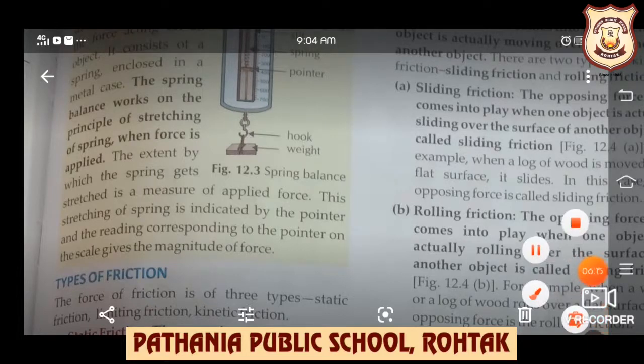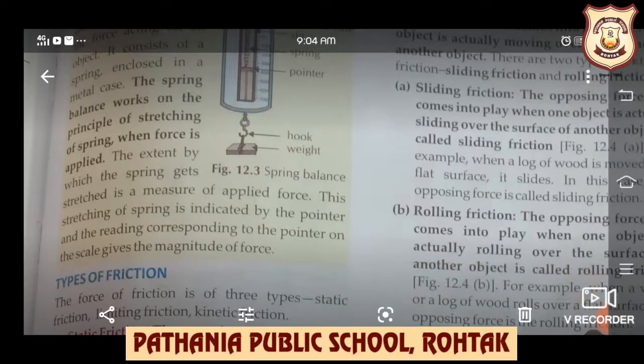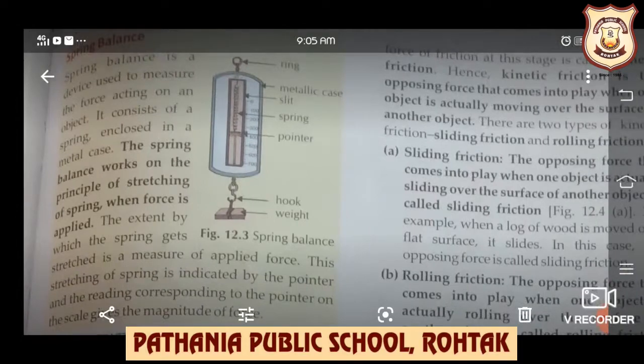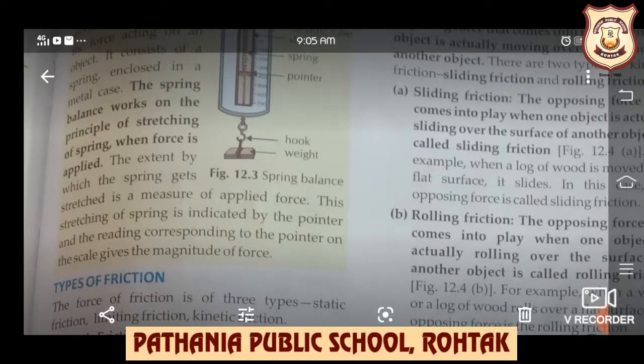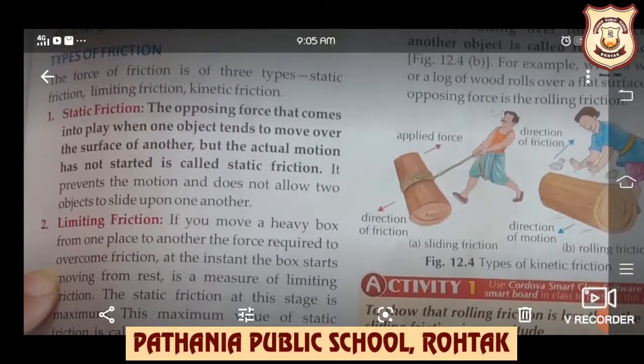See here, this is hook and this is weight. I want to find that how much force is acting on this weight, so I need to hang it on a hook. The extent by which the spring gets stretched is a measure of applied force. जितना ये spring नीचे की तरफ stretch होगा, ऊपर उतनी ही रीडिंग हमें नज़र आएगी, and this stretching of spring is indicated by the pointer, and reading is corresponding to the pointer, and the scale gives the magnitude of the force. Now we are coming on to the next topic, that is types of friction.